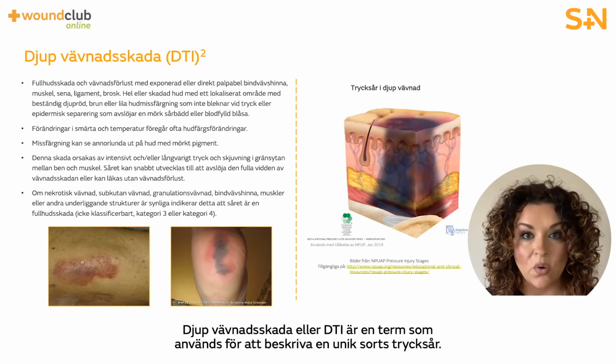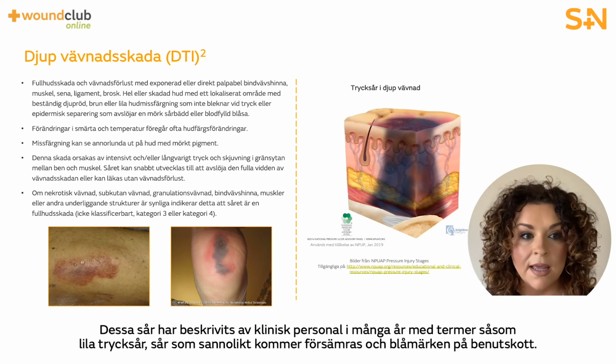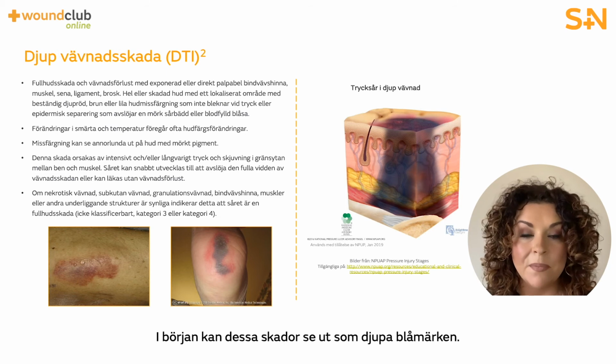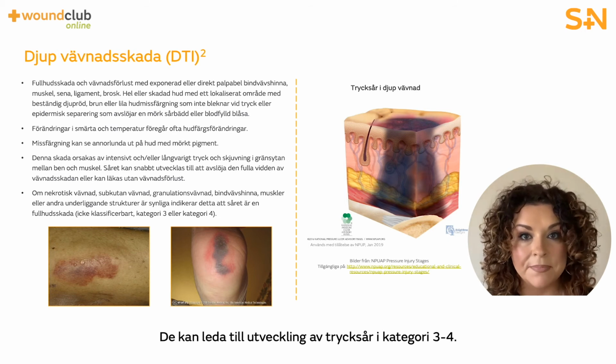Deep tissue injury, or DTI, is a term used to describe a unique form of pressure ulcers. These ulcers have been described by clinicians for many years with terms such as purple pressure ulcers, ulcers that are likely to deteriorate, and bruises on bony prominences. By definition, they are a pressure-related injury to subcutaneous tissues under intact skin. Initially, these injuries have the appearance of a deep bruise. They may lead to the development of a category 3 or 4 pressure ulcer.